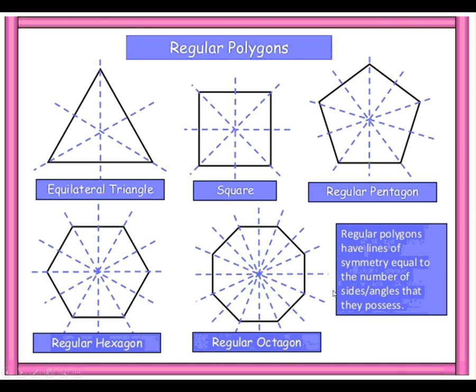So regular polygons, if you look over here, have lines of symmetry equal to the number of sides and angles that they possess. So if it has 10 sides and it's a regular figure, that means it has 10 lines of symmetry. So that only applies, though, if it's regular. So all the sides and angles have to be congruent. If it's not regular, you can't be assuming that it has the same number of lines of reflection. So be careful.